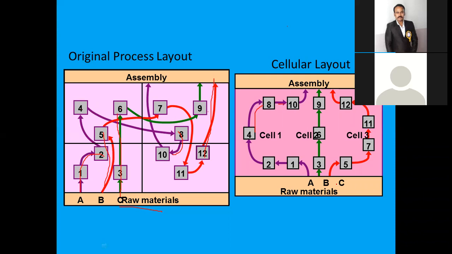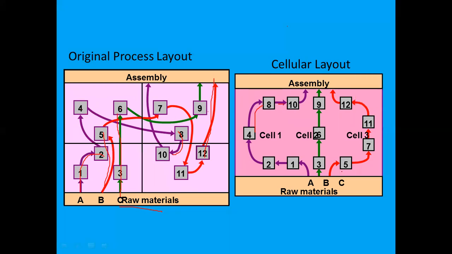See here, C to 5, 5 to 7, 7 to 11, 11 to 12, 12 to outside. So here we have 3 cells: cell 1, cell 2 and cell 3. So this is a simple cellular layout process. Okay, next.